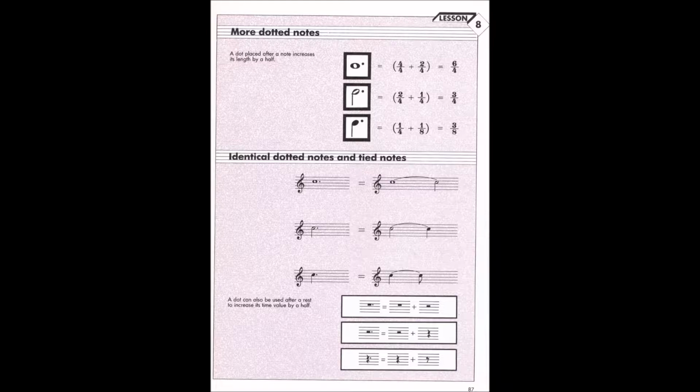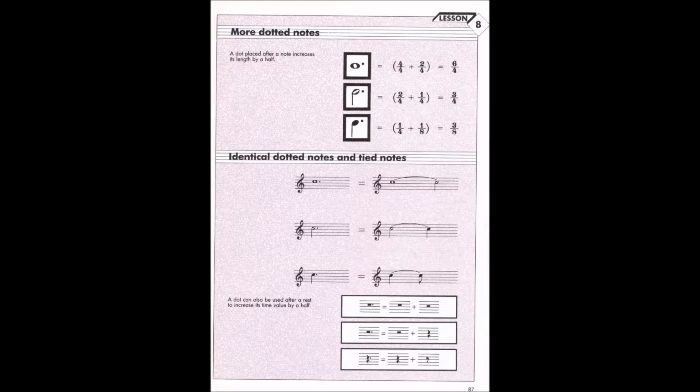Similarly, a dotted minim lasts 3 beats compared with 2 for a normal minim, and a dotted crotchet is worth 1.5 beats instead of the usual 1 beat. Now rests can be dotted in exactly the same way. For example, a dotted crotchet rest lasts 1.5 beats, and a dotted minim rest 3 beats.